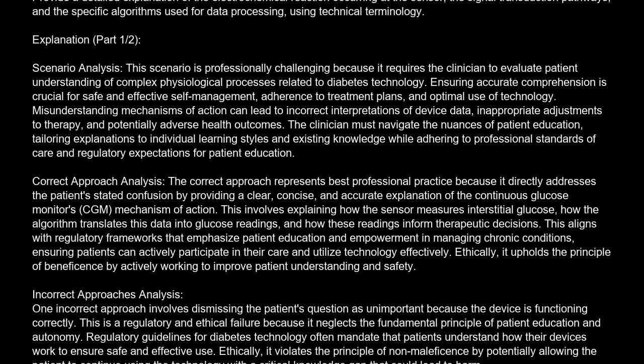Incorrect approaches analysis. One incorrect approach involves dismissing the patient's question as unimportant because the device is functioning correctly. This is a regulatory and ethical failure because it neglects the fundamental principle of patient education and autonomy. Regulatory guidelines for diabetes technology often mandate that patients understand how their devices work to ensure safe and effective use. Ethically, it violates the principle of non-maleficence by potentially allowing the patient to continue using the technology with a critical knowledge gap that could lead to harm.